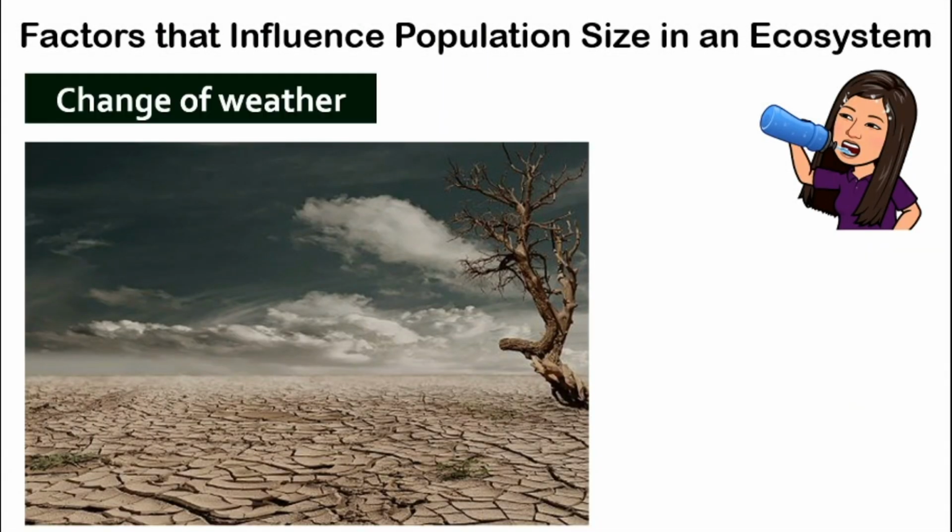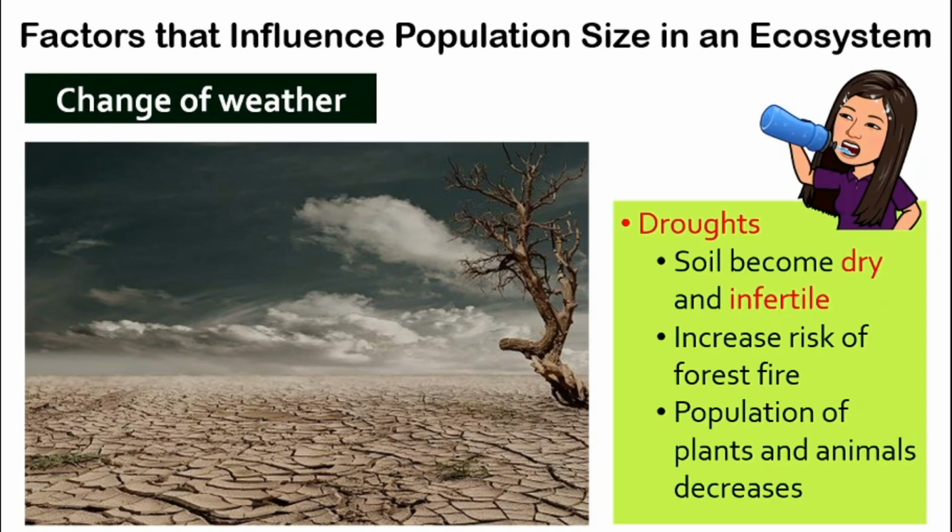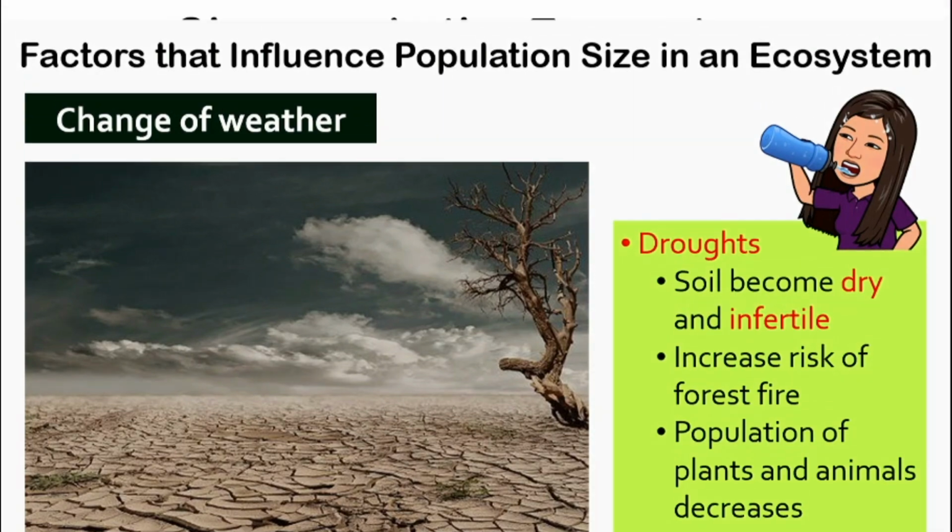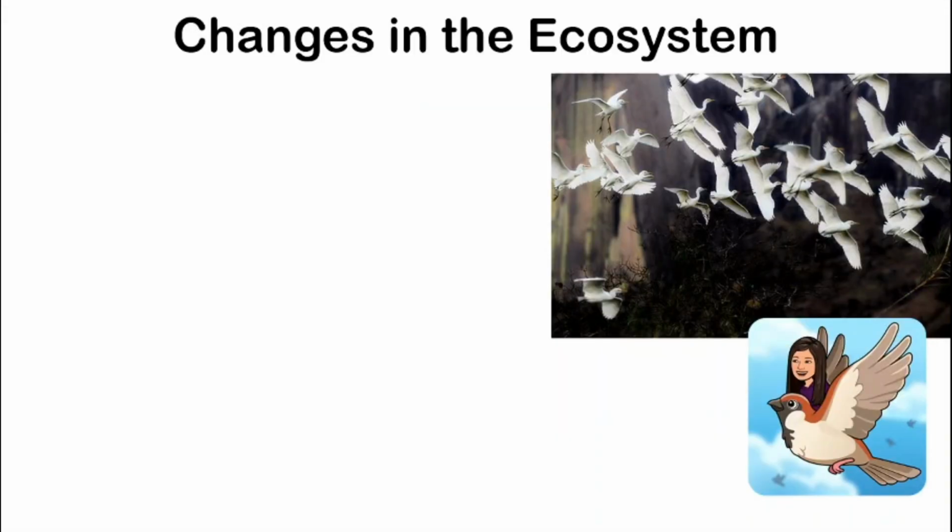The change of weather can also change the population size. For example, droughts. When it becomes very dry with no rain, the soil can become dry and infertile. Infertile means that it cannot grow anything. It's very difficult to grow a plant. So that will increase the risk of forest fire, and of course it will decrease the population of plants and animals.